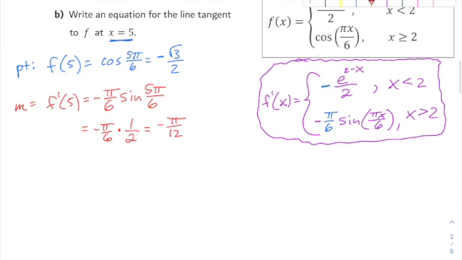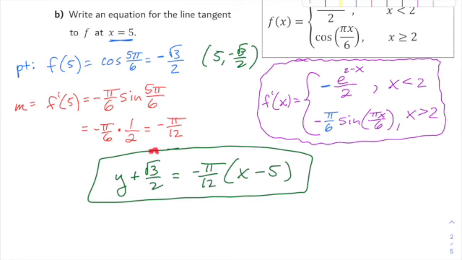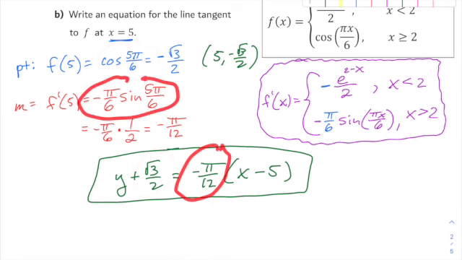That's your slope. So your tangent line could be written as y plus root 3 over 2, right? Because again, this was the point of tangency, 5, negative root 3 over 2, equals the slope of negative pi over 12 times x minus 5, if you want to use point slope form. And again, either of those, the y coordinate, you could have left cosine of 5 pi over 6, or this slope of negative pi over 12, you could have used this unsimplified version. On an FRQ, you can save yourself time and not simplify things.